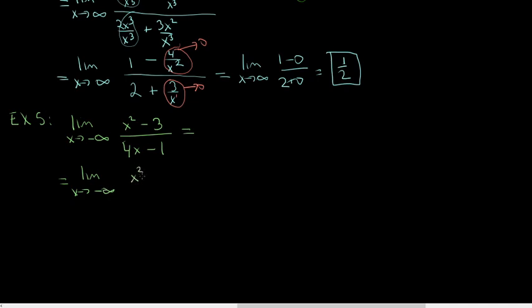So we have x squared minus 3, I'll put it in parentheses, divided by 4x minus 1. So what we're going to multiply top and bottom by is 1 over x, not 1 over x squared. That won't quite work out right. But 1 over x to the 1, because 1 is the power in the denominator, the biggest power in the denominator, the degree of the denominator. Okay, so now distributing this to each term in the numerator.